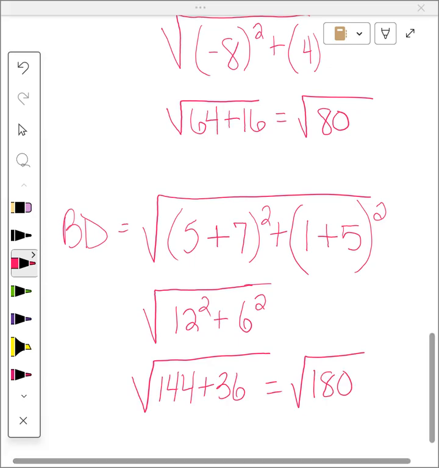Good job. The square root of 180. Check my work. Booyah. Thumbs up. We're doing great. Okay. Are the diagonals congruent? Are those the same measure? Heck no. That just tells you that this is not a rectangle. That's all it tells you. You don't have a rectangle. Go to the next one.